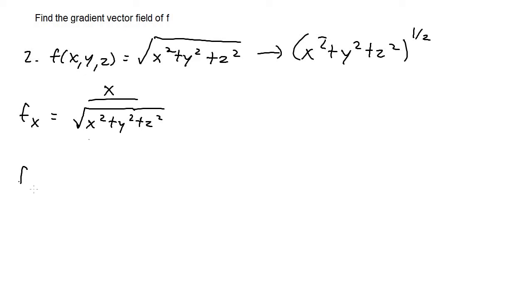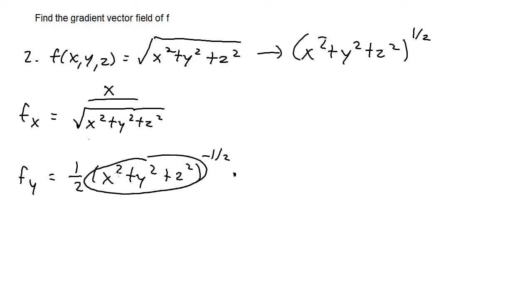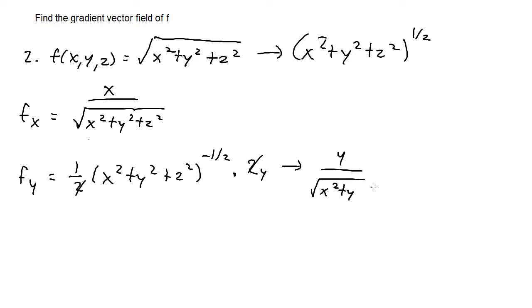So now let's find f sub y. The same process here, we're still going to use the chain rule. So x squared plus y squared plus z squared to the negative 1/2, and then times the partial derivative of the inside function with respect to y, which is 2y. Notice the 2's will cancel, and so we're left with y over the square root of x squared plus y squared, and then plus z squared.